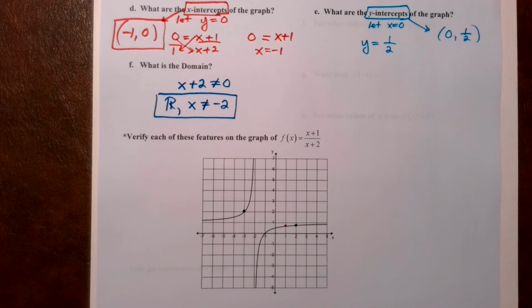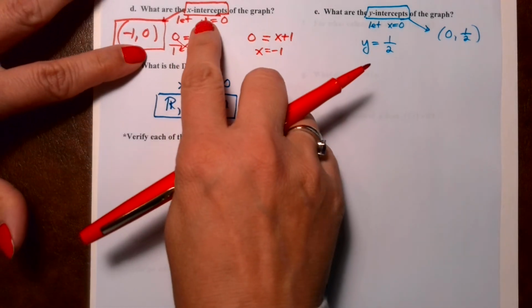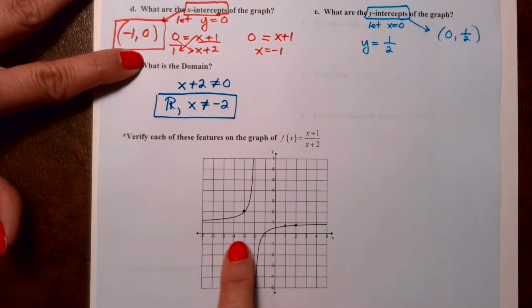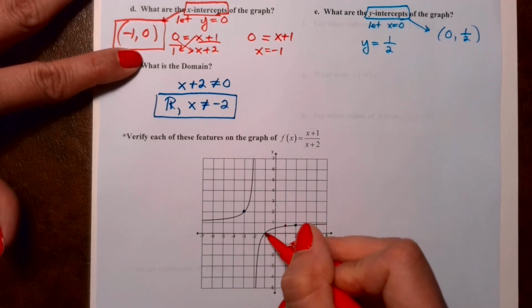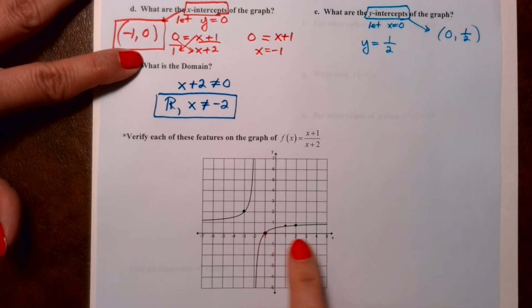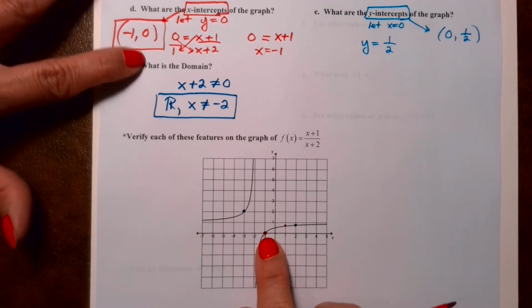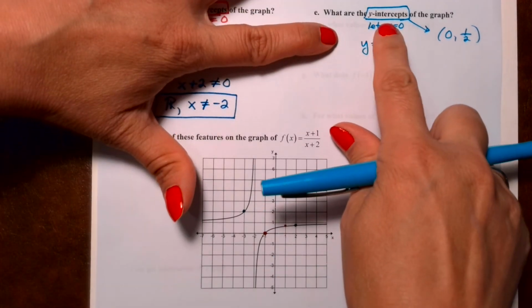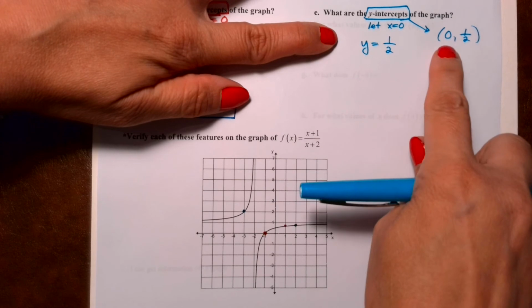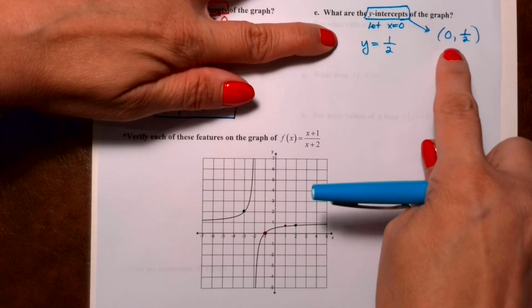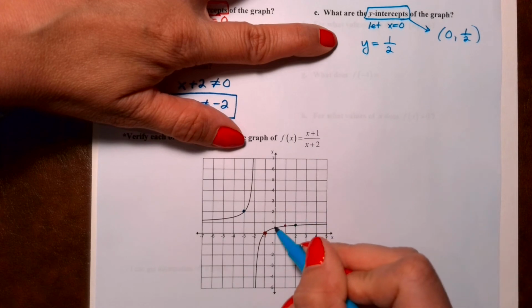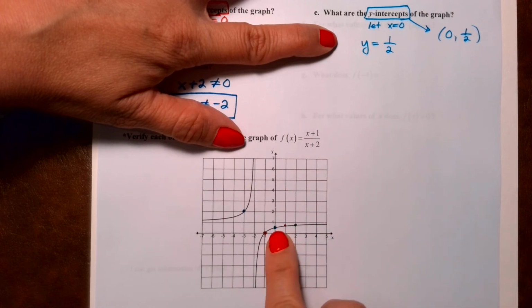Okay. Letter D. What are the x-intercepts? We only found one x-intercept. So I look along the x-axis, and it indeed only touches at one place, negative 1, comma 0. Nicely set in point form. Letter E. What are the y-intercepts? I think 0, comma positive 1/2 is where it touched the y-axis. Oh, there's 1/2. Yep. That's 1/2.